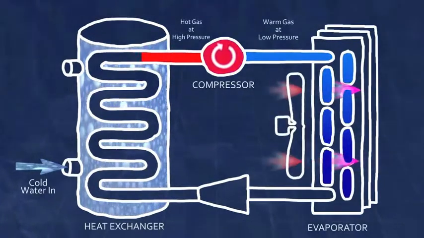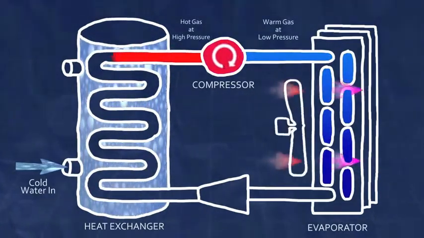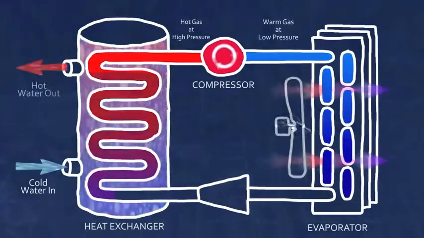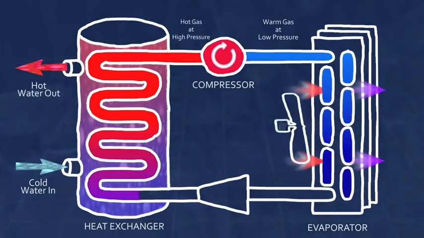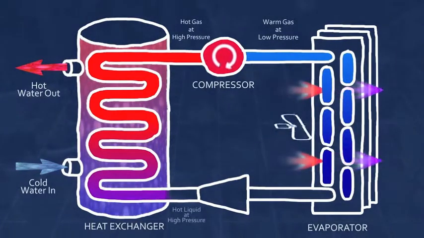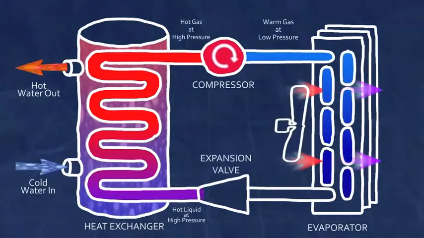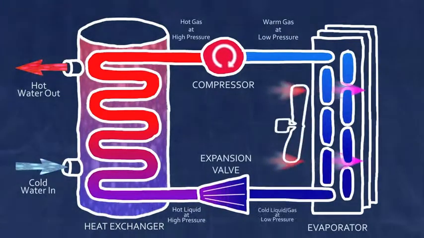The heat leaves the refrigerant and goes into the water, decreasing the temperature of the refrigerant and raising the temperature of the water. The now cooler refrigerant then goes through the expansion valve, decreasing the pressure and readying it for the next cycle of heating and pressurizing.